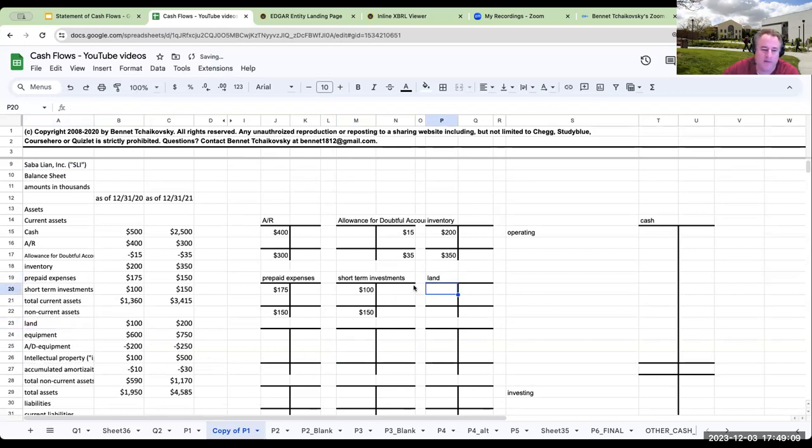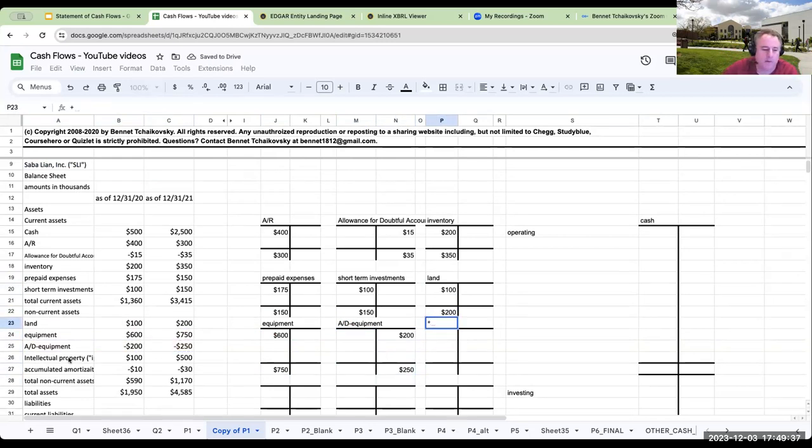We've got land. Opening is 100. Ending is 200. We have equipment. Opening is 600. Ending is 750. We have accumulated depreciation on equipment, a contra asset account, right? It's got a negative balance in the asset section. Credit opening of 200. Ending of 250.